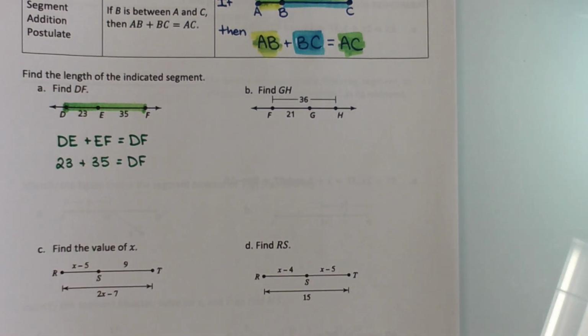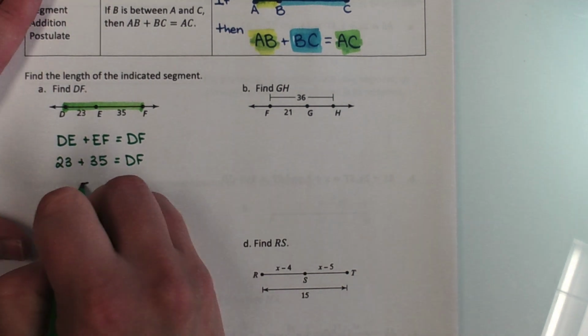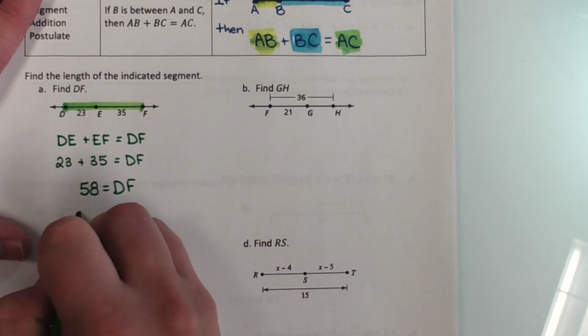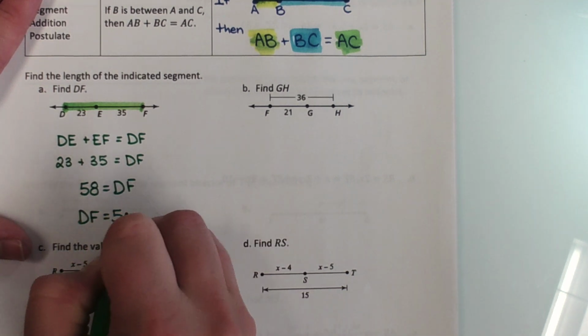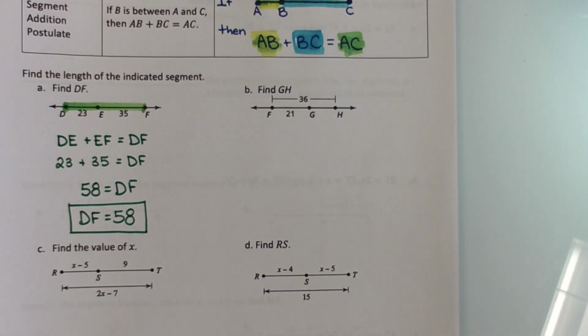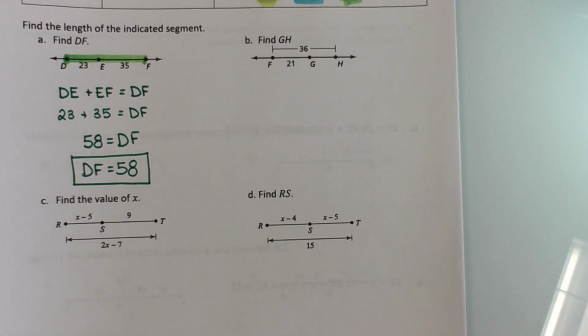What is 23 plus 35? 58. So DF is equal to 58. And you can leave it as 58 equals DF. I just don't prefer to. I flip it around. First one seem easy enough? Add up two numbers to make the big one.